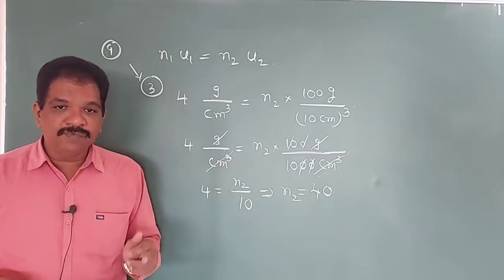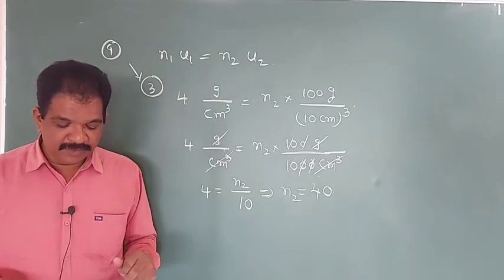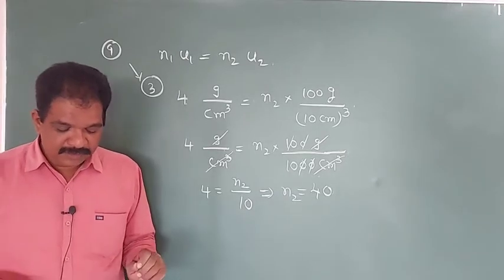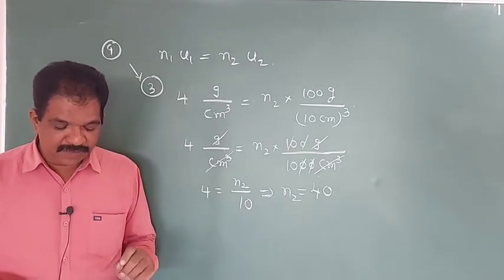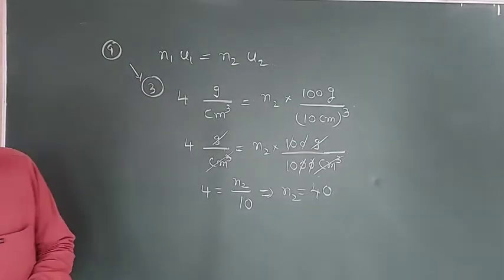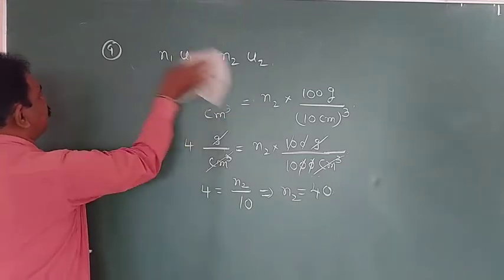Question number 10, you see. The damping force on an oscillator is directly proportional to the velocity. The units of the constant of proportionality is. So what they are asking, see.